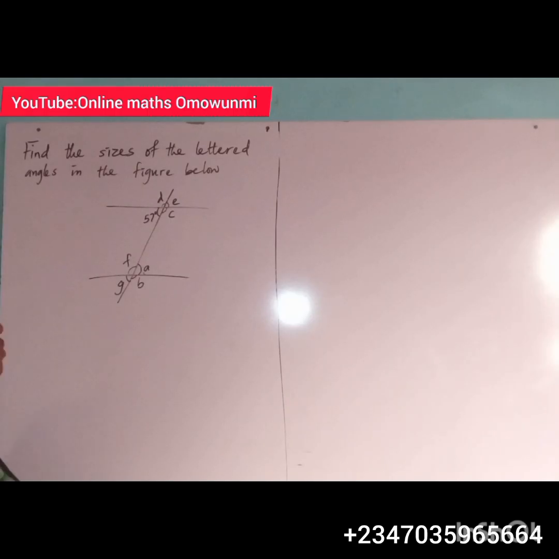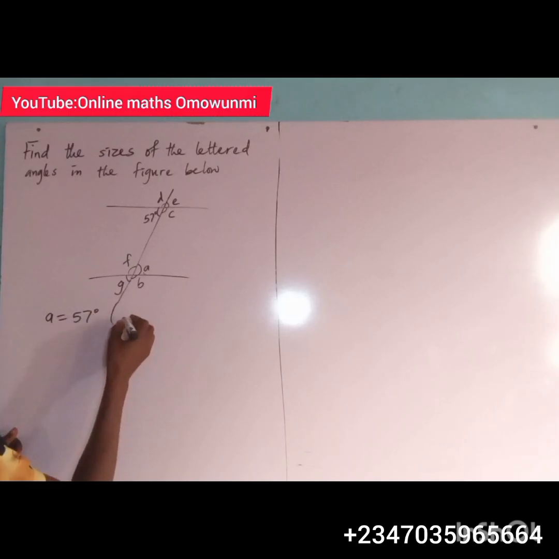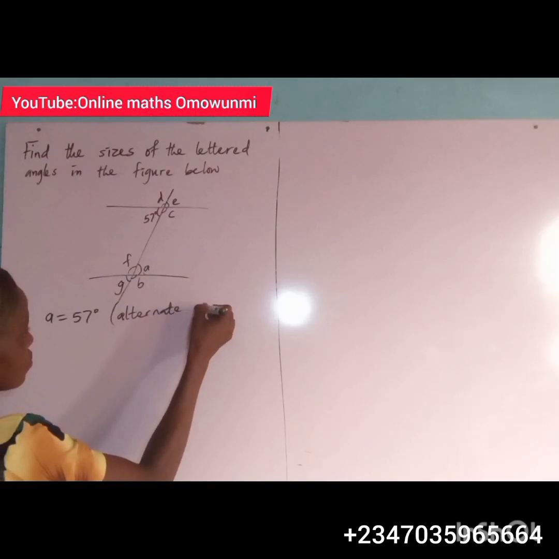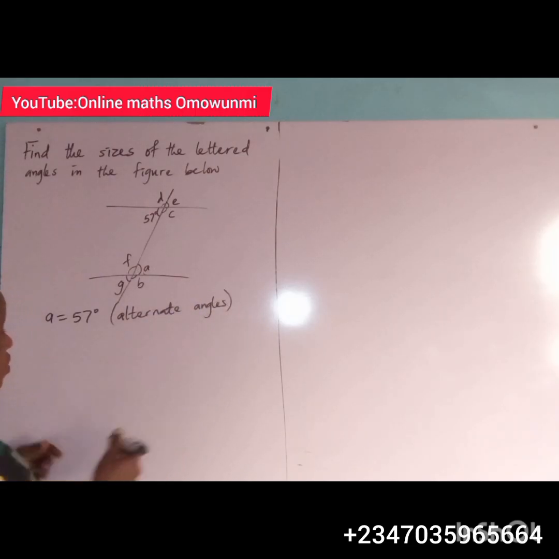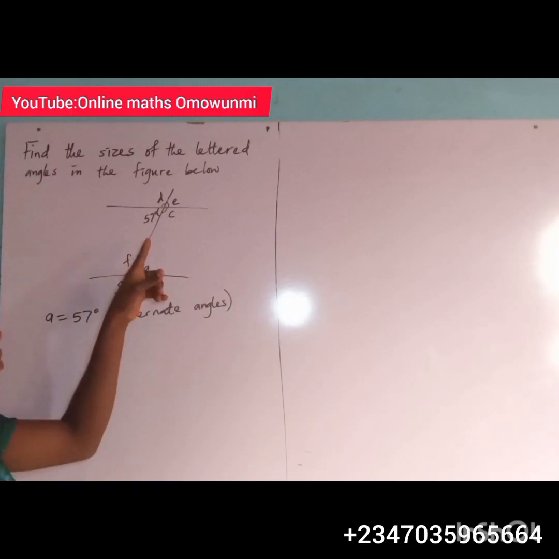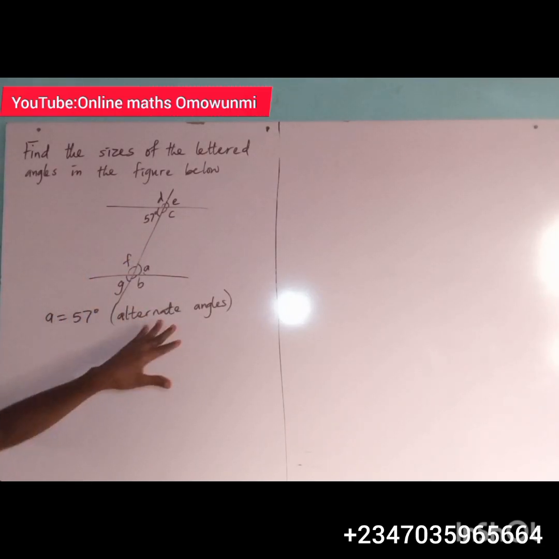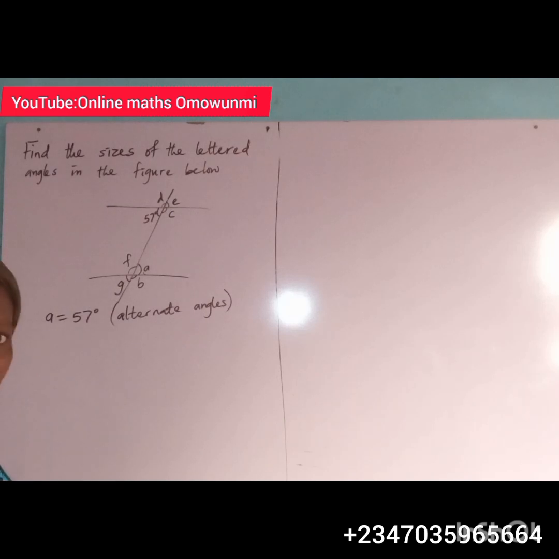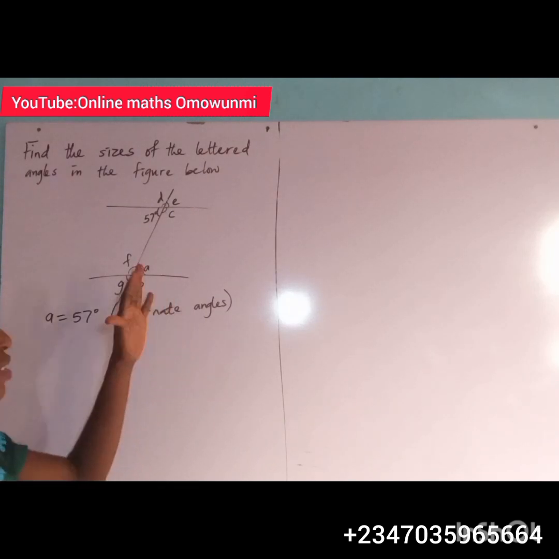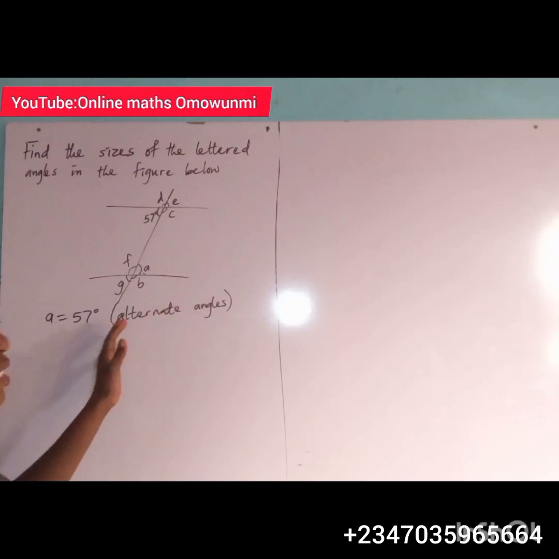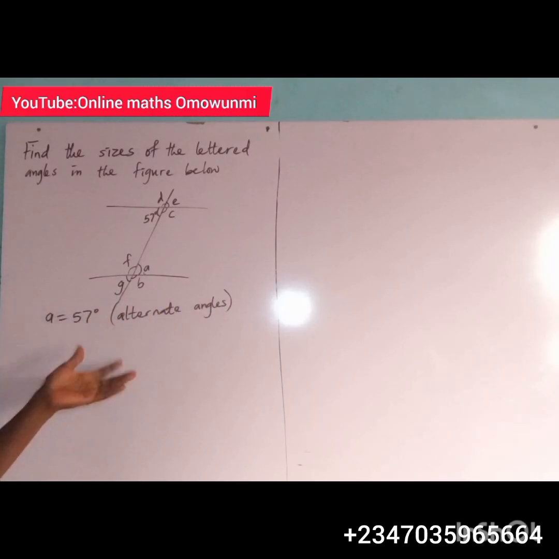So what is our A? A is equal to 57 degrees. Put your reason: alternate angles. Like I said, this is inside GSS2 mathematics. You've been taught all these alternate angles, corresponding angles, angles on a straight line, angles meeting at a point, in GSS1. So this one is just a revision of what you have been taught.